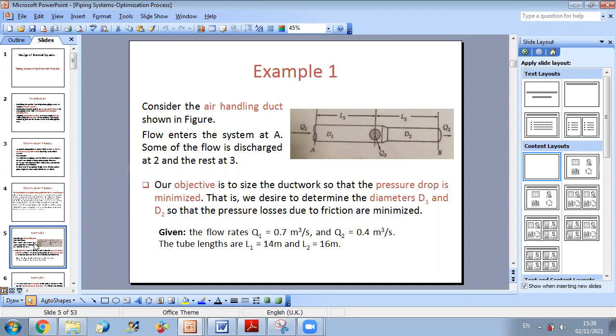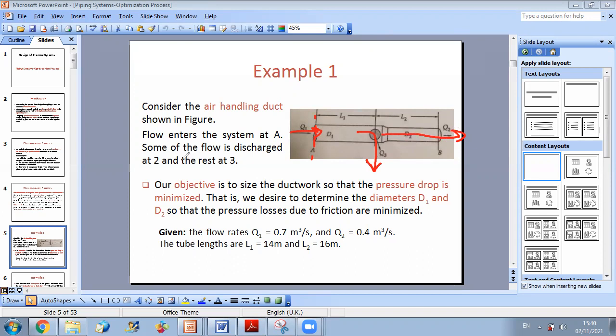So let us consider the following example. We consider the air handling duct shown in the figure. A flow enters the system at section 1, and some of the flow is discharged at section 2 and the rest at section 3. So here we have a flow rate Q1 passing through section 1. Okay, and this flow rate will be divided into two parts. One will leave the system at this location, and the other part will continue in the second part of the system.